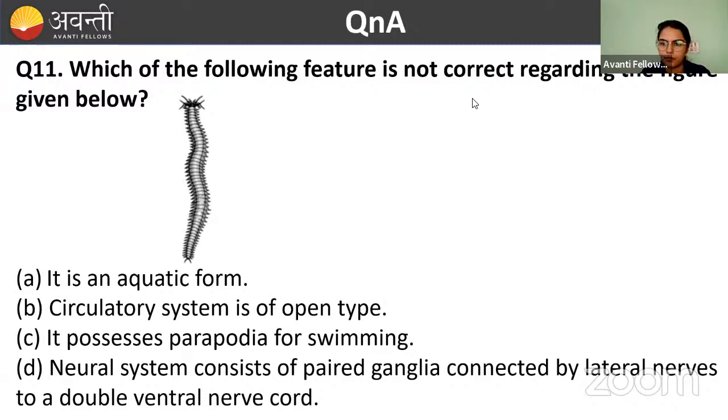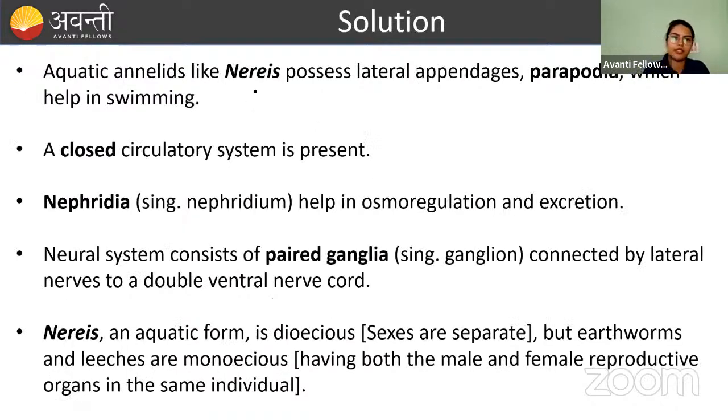All right, I'll end the poll. Okay, we'll discuss the answer here. Whatever structure you see here, this is Nereis, which belongs to Annelida. Nereis belongs to phylum Annelida. It is an aquatic annelid. Nereis possesses lateral appendages, parapodia.